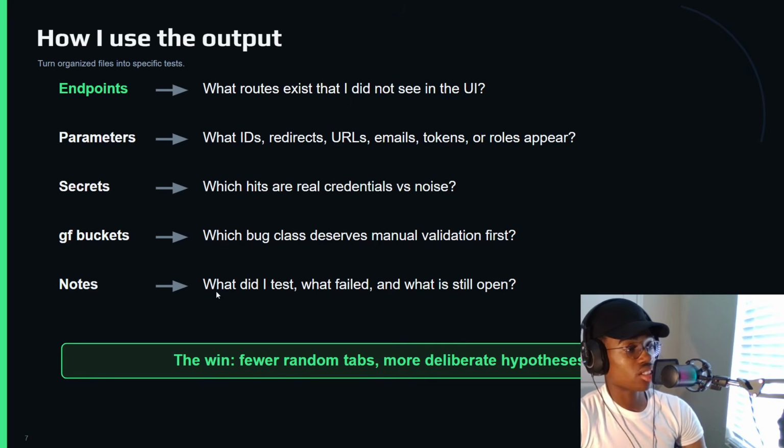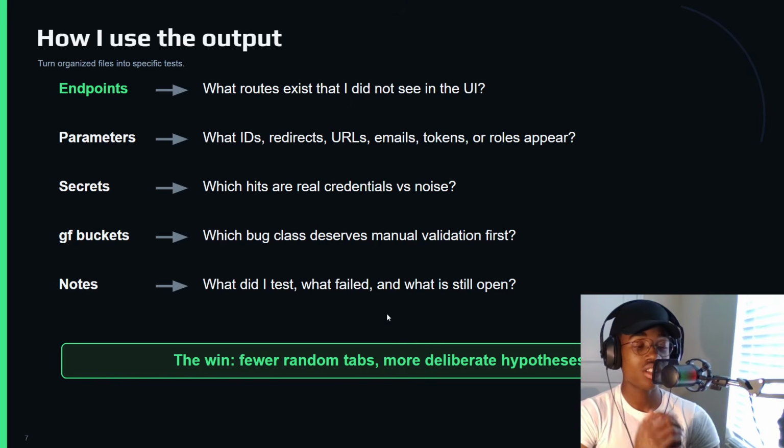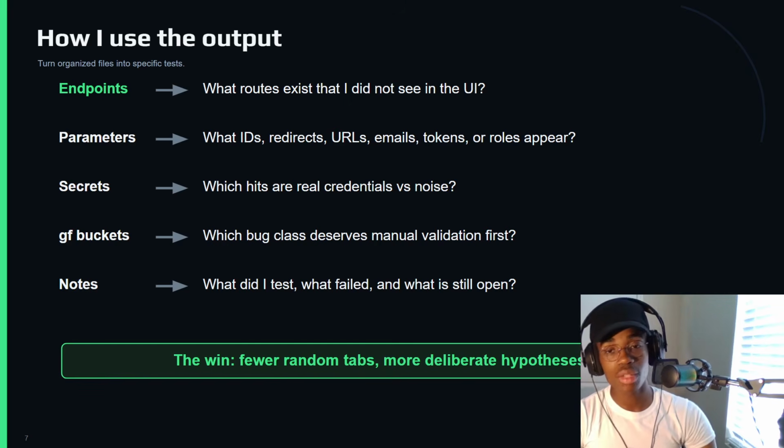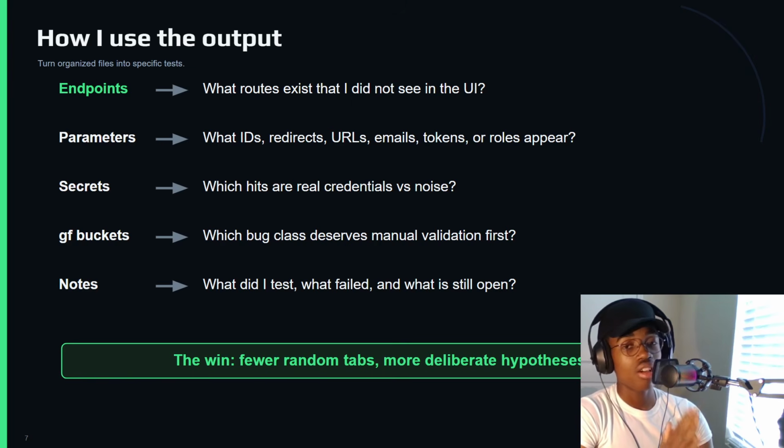Not too much in secrets usually. GF buckets. Which bug class deserves manual validation first? Notes. What did I test? What failed? What is still open? So the win in this scenario would be fewer random tabs, more deliberate hypothesis. We don't just want to overload with lots and lots of information. That's noise. We want to focus on actually gaining signal for our hunting.